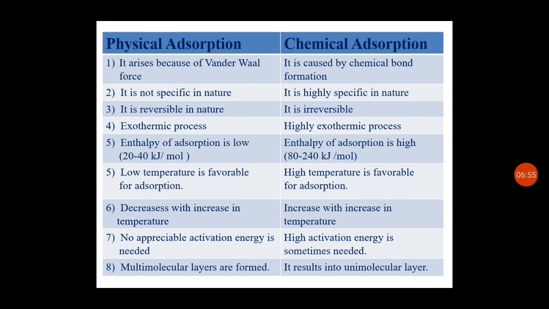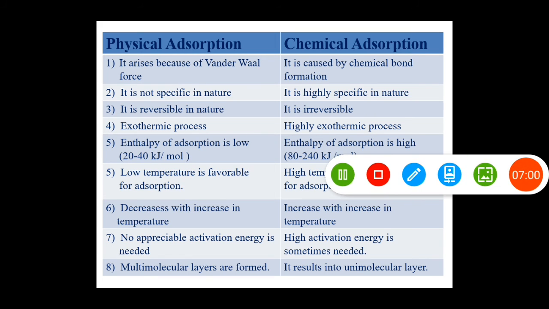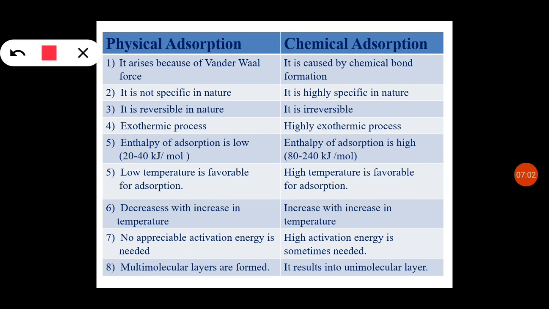Here are the differences in tabular form. So again we'll take the differences. Physisorption is because of van der Waals force, whereas chemisorption is due to chemical bond formation. Physisorption is not specific, but chemisorption is highly specific. Physisorption is reversible, chemisorption is irreversible. Physisorption is exothermic. Chemisorption is again exothermic, but highly exothermic. More heat is released because bond formation is there. Then enthalpy is low for physisorption, and high for chemisorption.